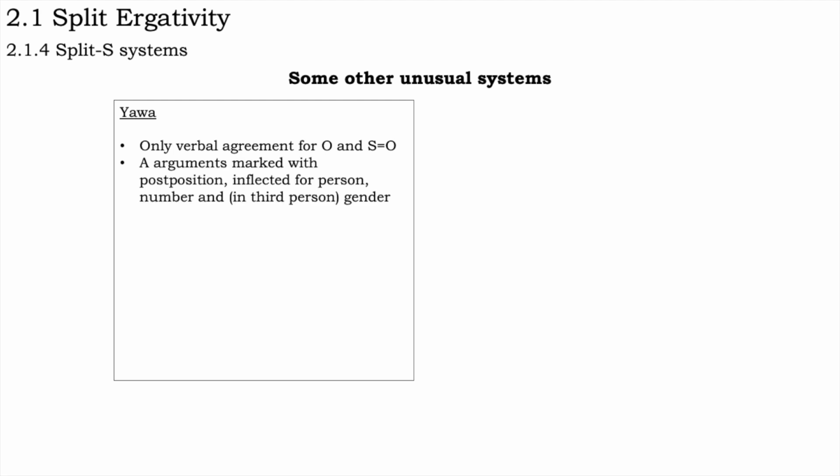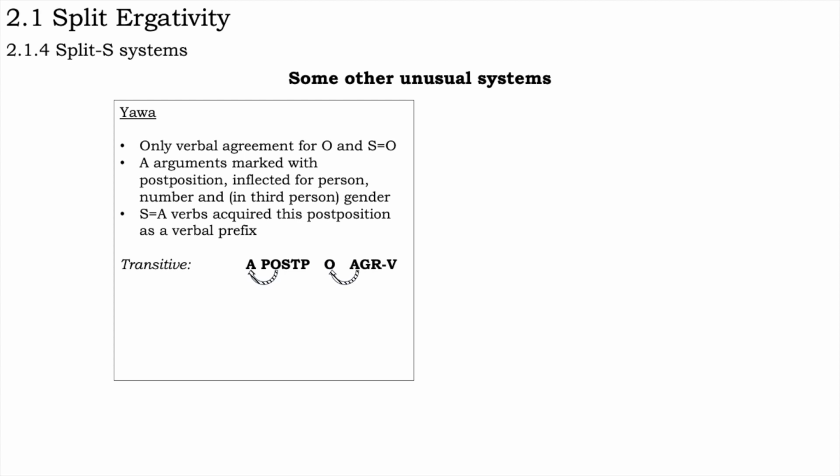A arguments are marked with a postposition, which is placed after the argument and inflects for person, number, and, in the third person, gender. For S equals A verbs, this postposition has developed into a verbal prefix, which is used in addition to the postposition. Thus, transitive sentences contain A, marked with a postposition, O, and a verb agreeing with O.